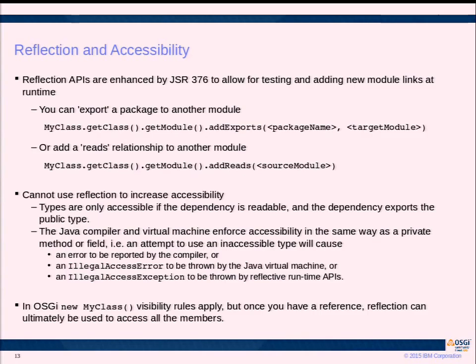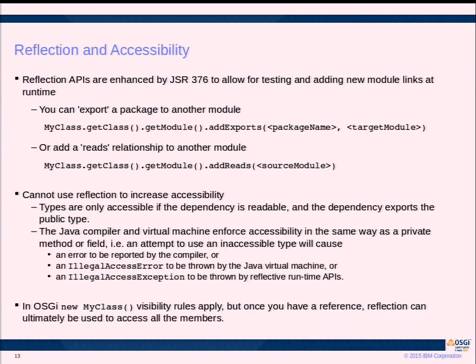Although you can add those exports and reads relationships, the accessibility is unchanged by that. So, if you have access to an exported type, you'll still be held to the public and private responsibilities that the compiler and VM enforce upon you. And so you'll get errors and illegal access errors if you try and reflect into those things.